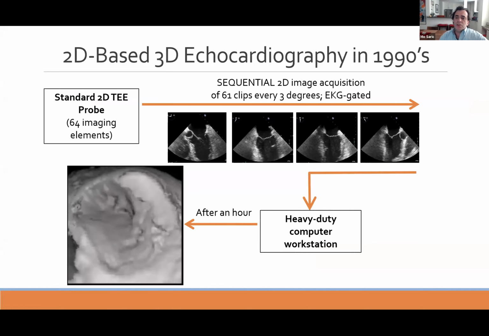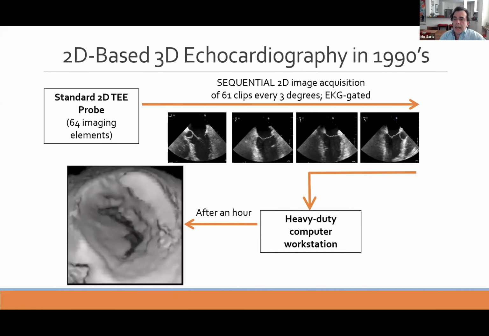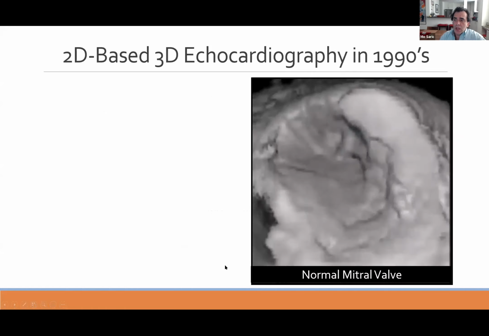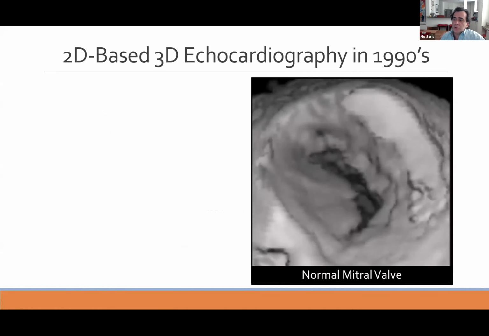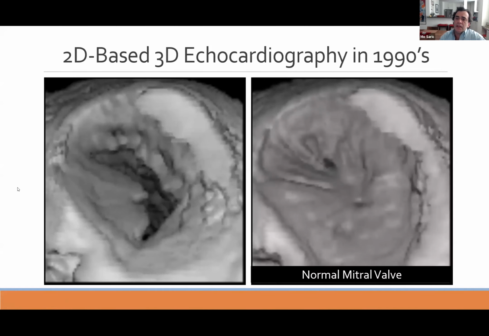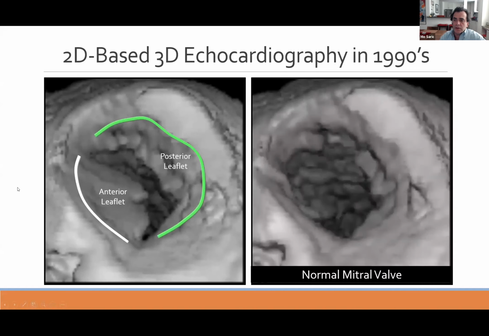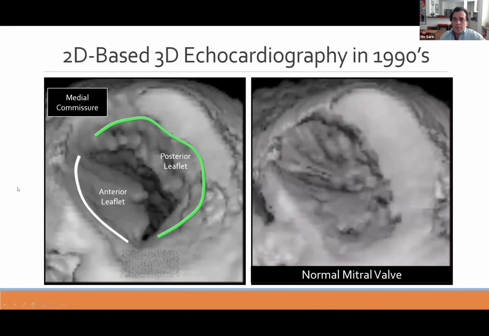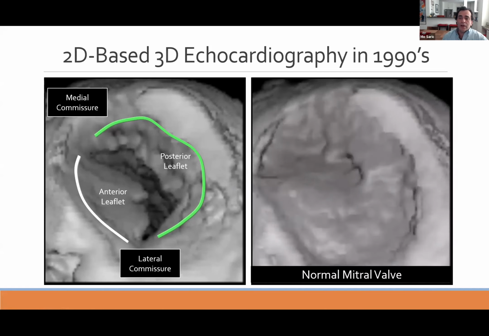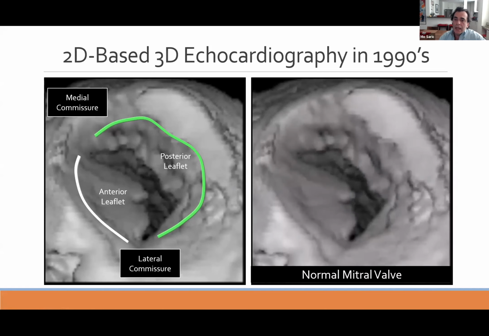So this is one of the images that I got in 1998 or 1999 showing a normal mitral valve. So clearly we have been able to do that, but not in real time. This is one example from the 1990s. We could show the anterior leaflet, the posterior leaflet, the medial and lateral commissure, but at that time we still didn't know how to orient the mitral valve in what we know now as the surgical view of the mitral valve.